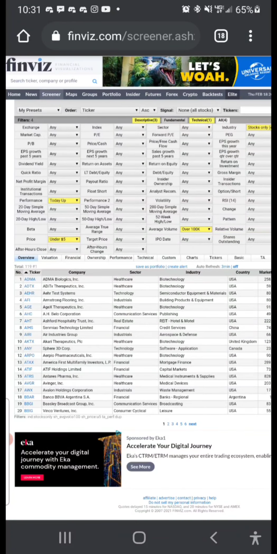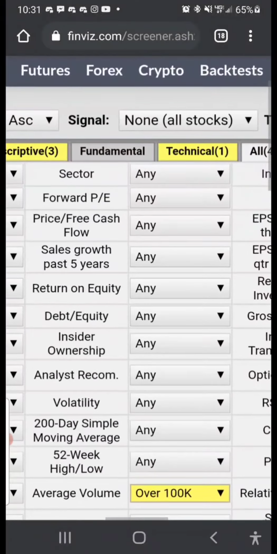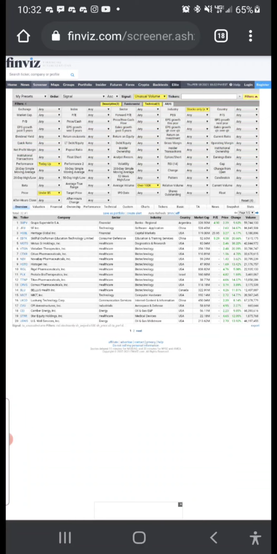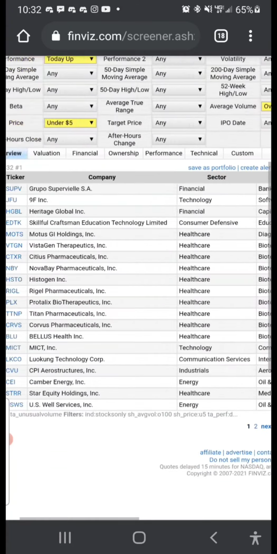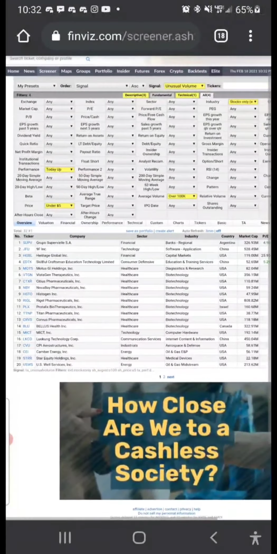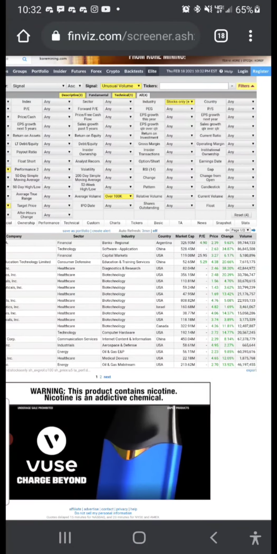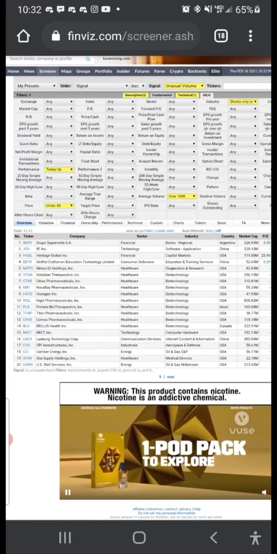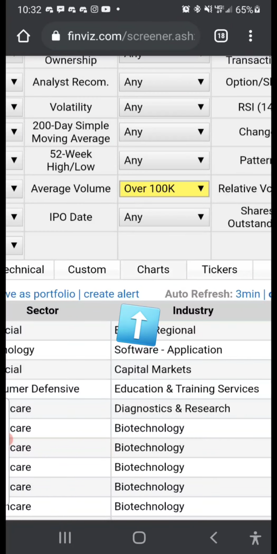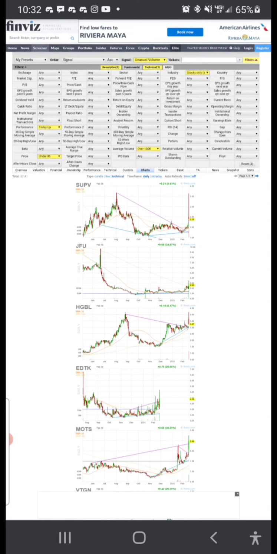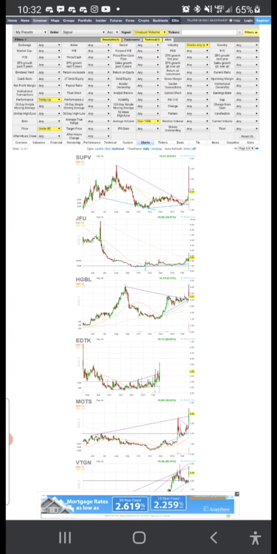But check this out. Go to Signal. Unusual volume. We had 32 stocks that had unusual volume that were up today and all that. So now we want to check out the charts. So we're going to click here to charts, and it's going to bring up all of the charts, which is amazing visually, that you can just look at all of them at once.